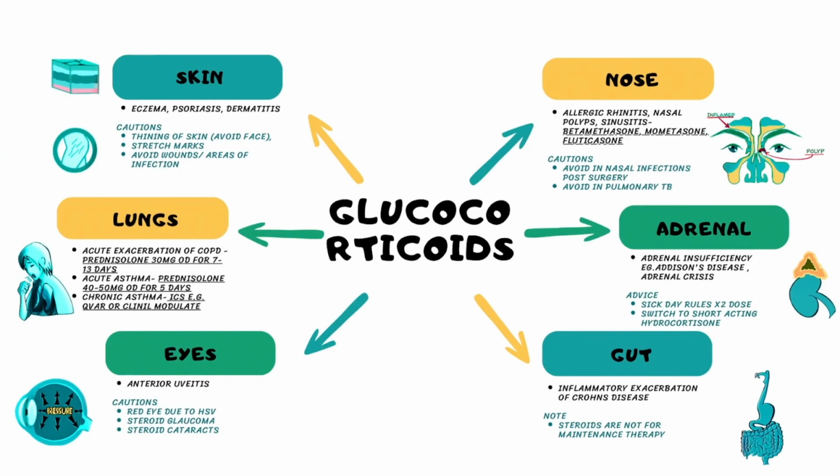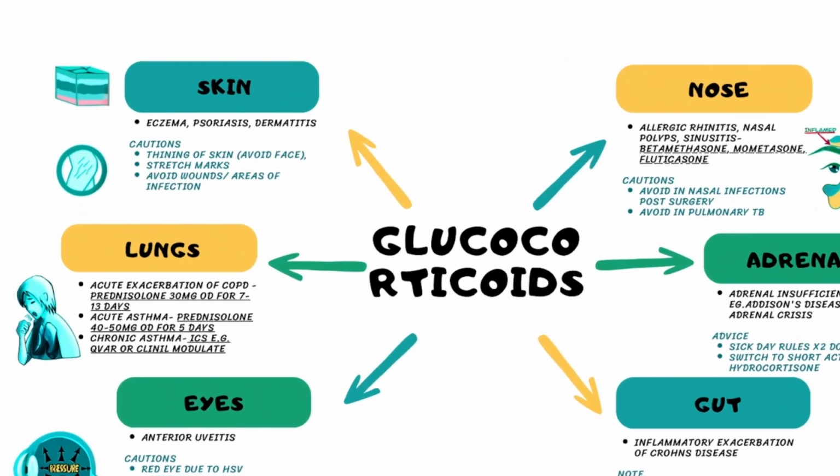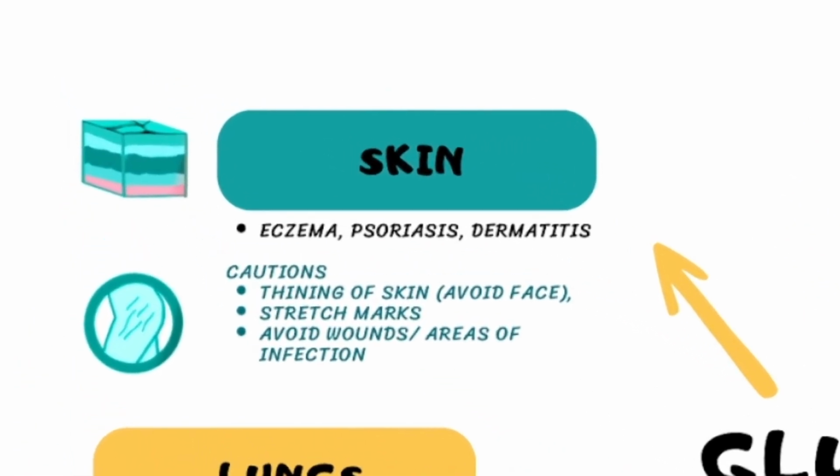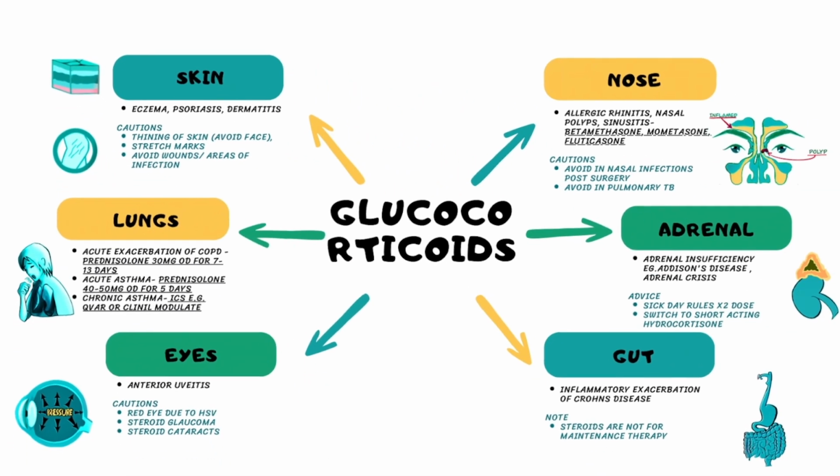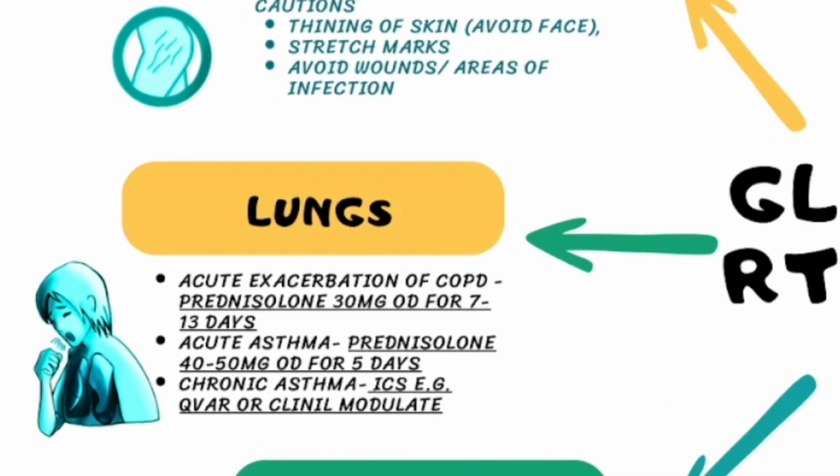So this is a summary of indications for glucocorticoids. For the skin, topical steroids are used to reduce inflammation and itching, and if used excessively or long-term can cause thinning of the skin and should be avoided on active infections and open wounds. Prednisolone is the number one drug used to treat acute COPD and asthma, and they vary in strength used. Inhaled corticosteroids are used in chronic asthma, and the lowest effective dose should be used.